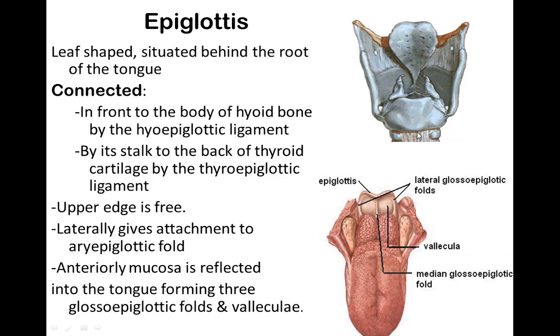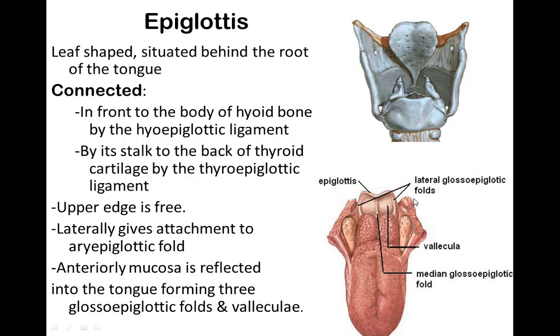The epiglottis is leaf-shaped and is situated behind the root of the tongue. It's connected in front to the body of the hyoid bone by the hyoepiglottic ligament. By a stalk, it's connected to the back of the thyroid cartilage by the thyroepiglottic ligament. The upper edge is free and laterally gives attachment to the aryepiglottic fold.